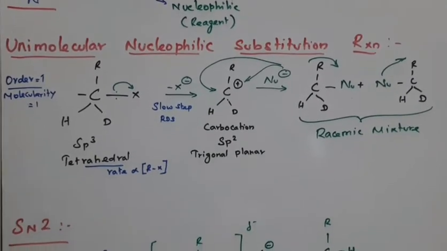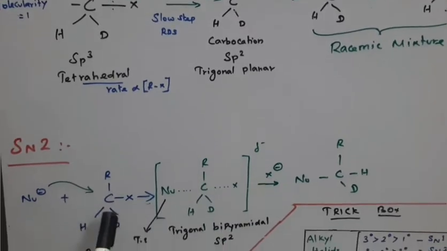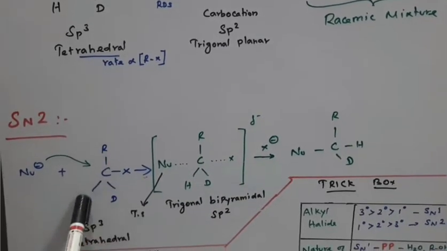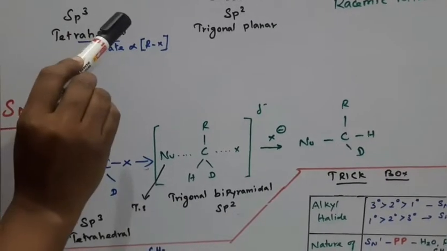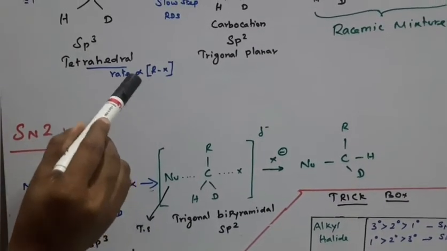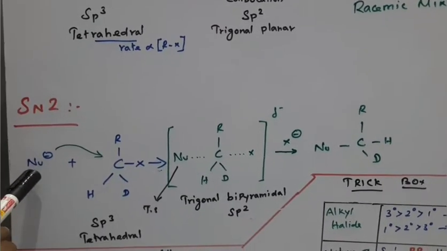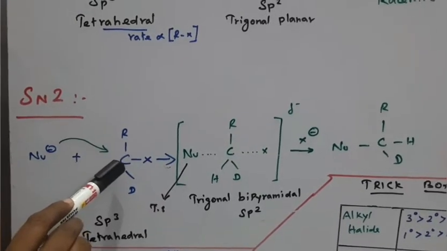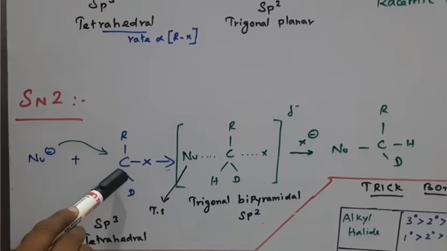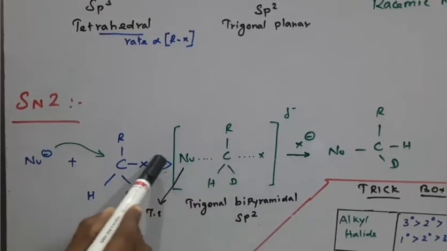Okay, next one, SN2 reactions. In SN2 reactions, suppose the same carbon contains 4 different groups. Before, we studied the weak nucleophile. Suppose it is a strong nucleophile. This strong nucleophile goes and attacks this carbon from the backside, and forms a weak bond with the carbon.